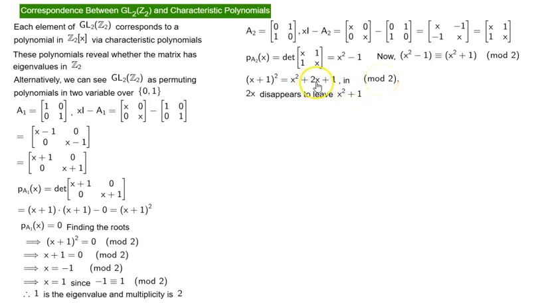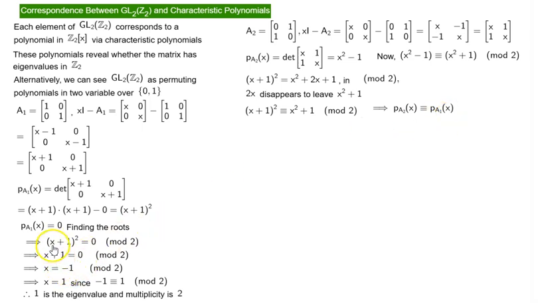Now 2x will always be an even number. That means when we take mod 2, the remainder will be 0. That means 2x disappears to leave x squared plus 1. That means x squared plus 1 is equivalent to x plus 1 squared mod 2. Which implies the characteristic polynomials of A2 and A1 are equivalent.